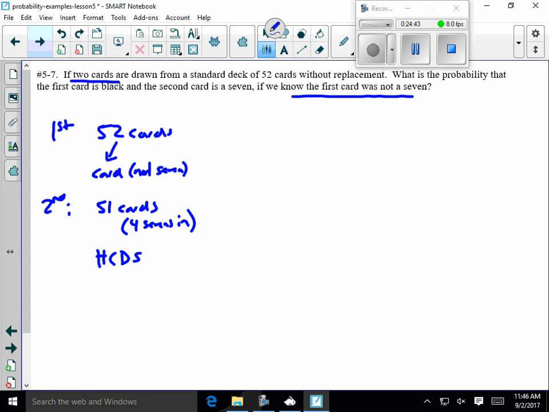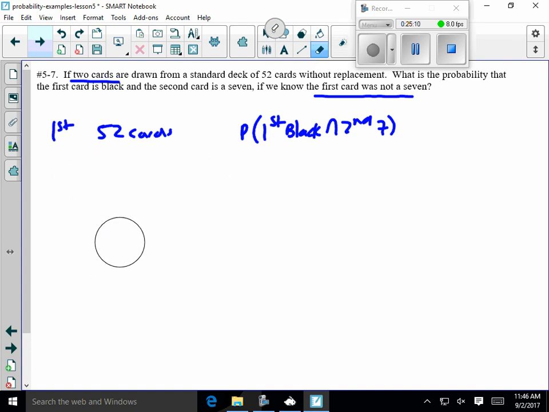We're finding the probability that the first card is black, and the second card is a 7. So I might have to change what I wrote over there. The first card is black, and the second card is a 7. Okay. All right. Actually, I think I need to redo this.